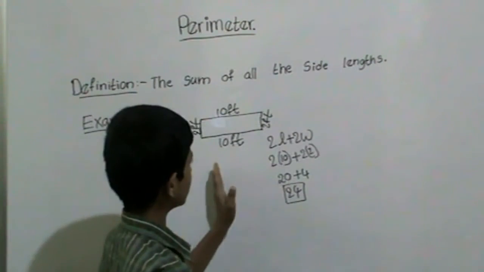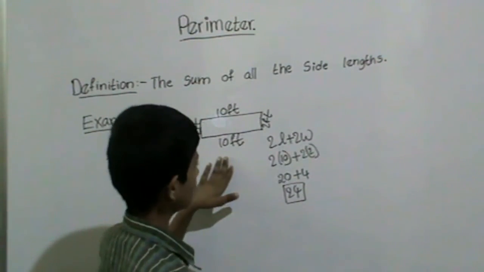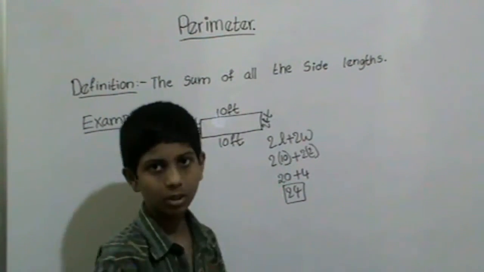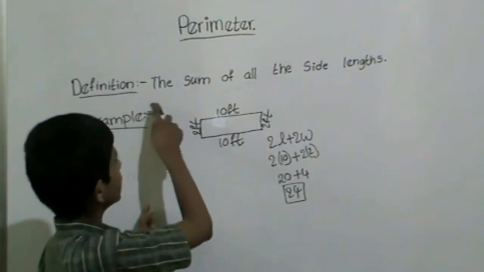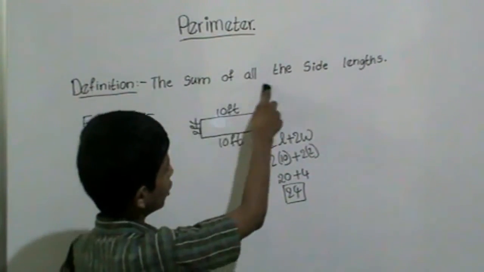Not only for the circle and rectangle, you have the perimeter formulas for any shape. Okay, once again, the perimeter definition is the sum of all the side lengths.